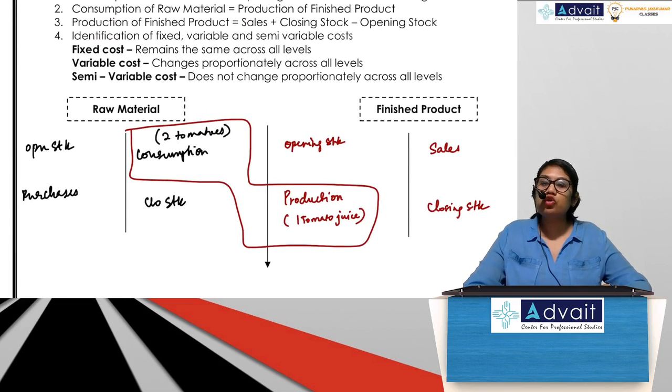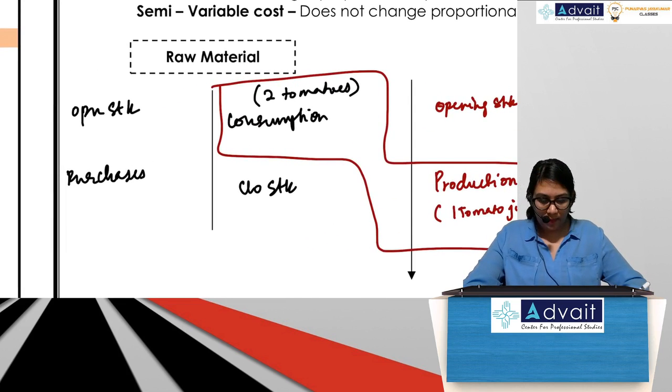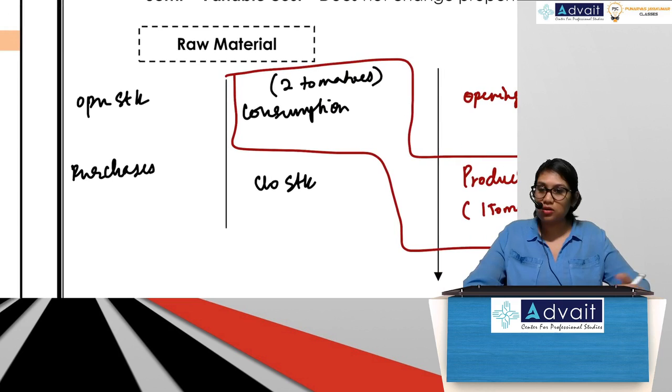So if they are asking you to prepare the purchase budget, you have to calculate the quantity of purchases. How will you calculate? Consumption plus closing stock minus opening stock gives you purchases. If they ask you to calculate consumption, how will you calculate? Opening stock plus purchases minus closing stock.